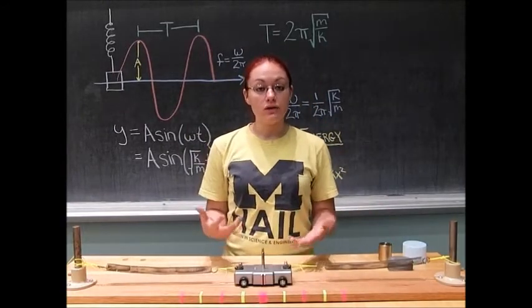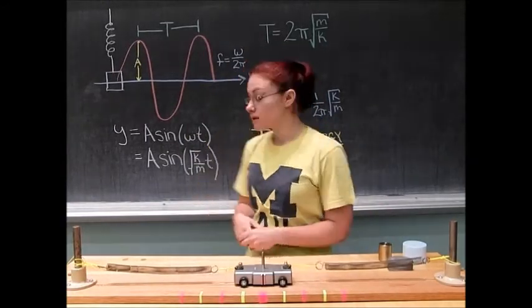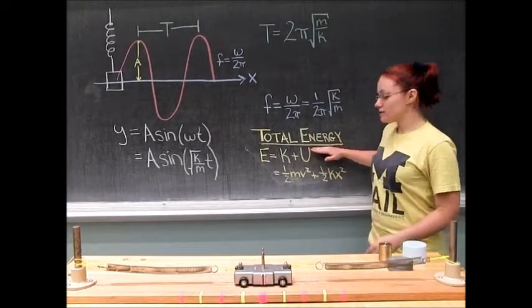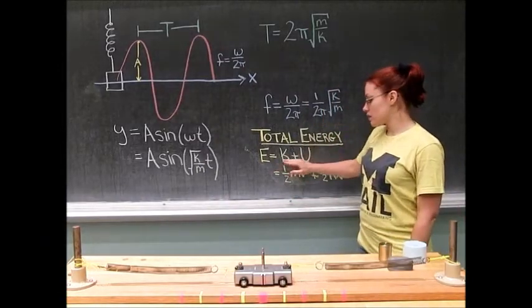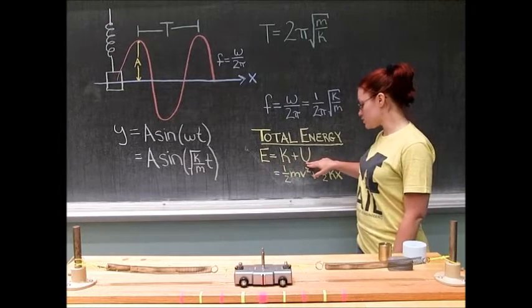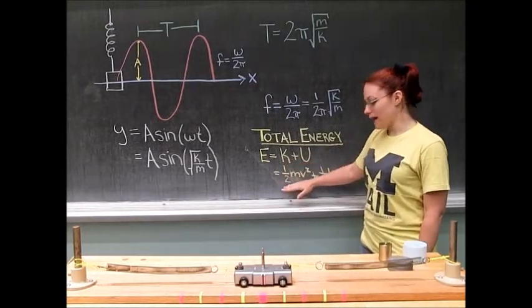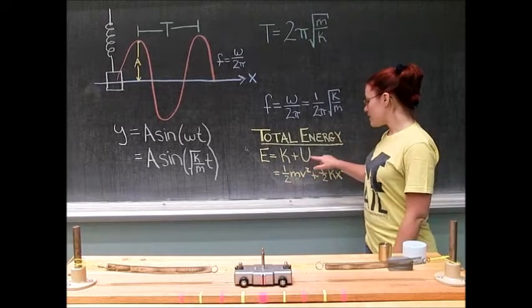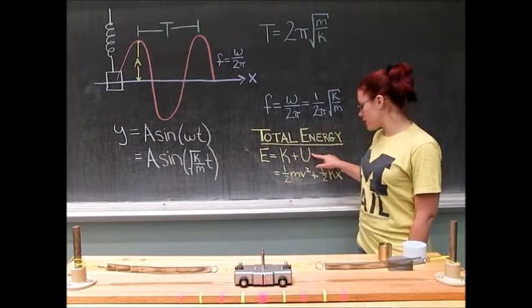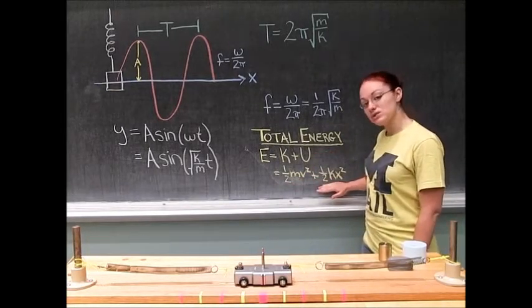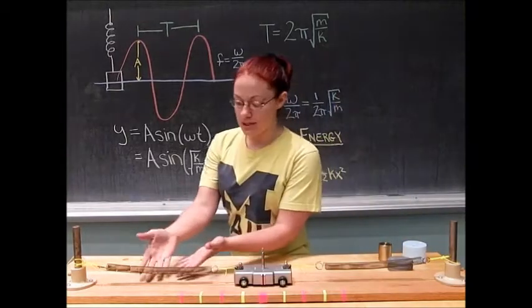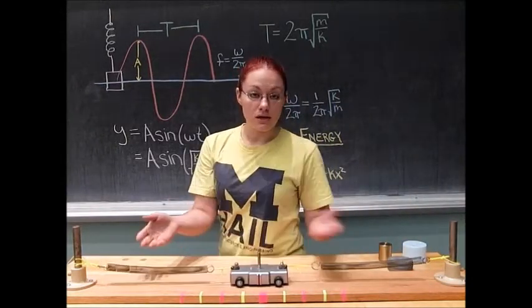Now let's go ahead and look at the energy of the system. So the total energy of the system is just the addition of the kinetic energy plus the potential energy. And we can represent the kinetic energy with 1/2 mv squared. And we can represent the potential energy as 1/2 kx squared, because all of that potential energy is stored within the springs of our system.